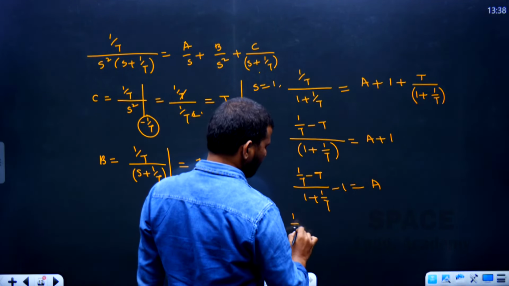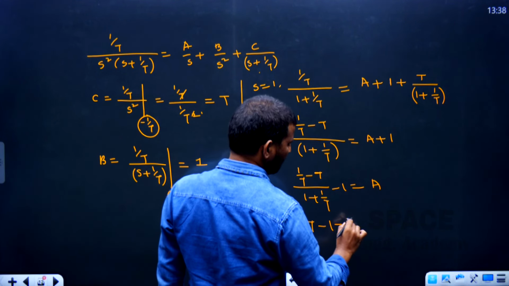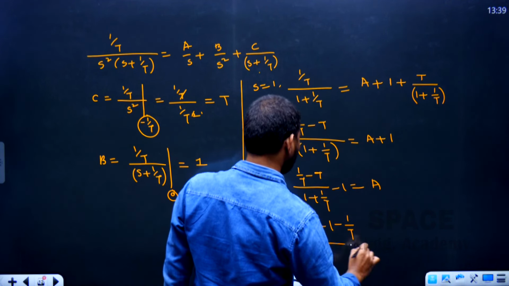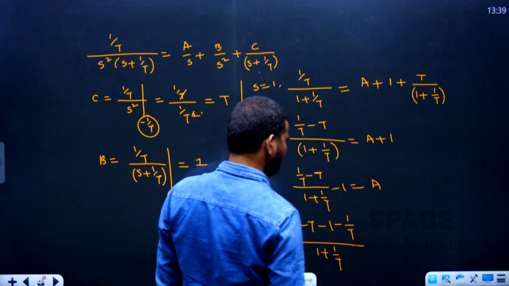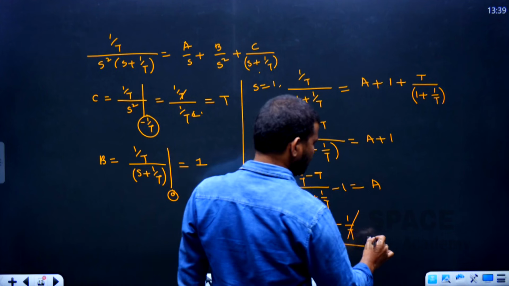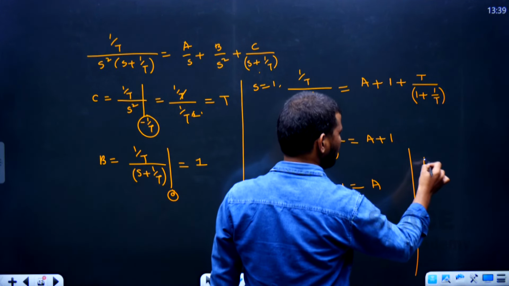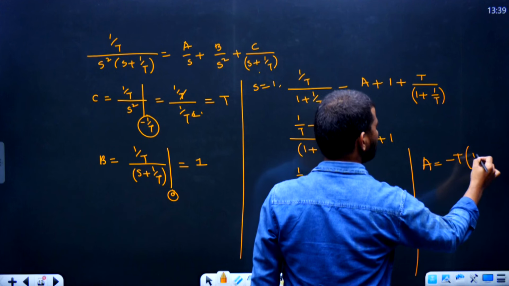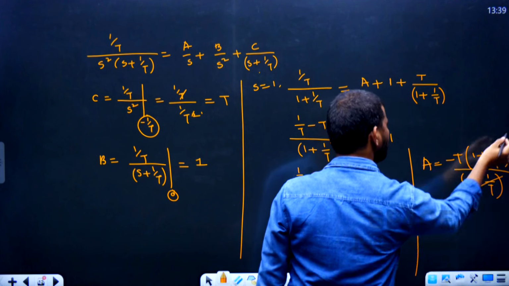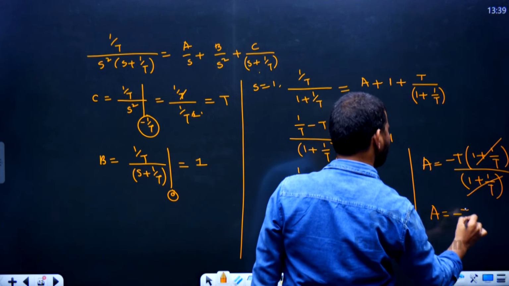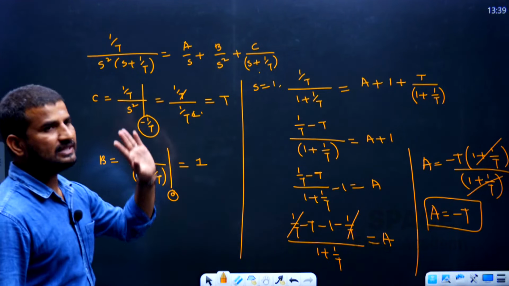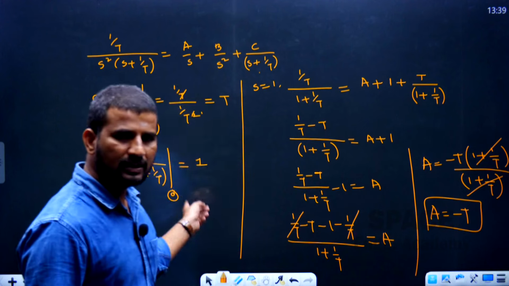Simplified, then, 1 by T minus 1 minus minus 1 by T divided by 1 plus 1 by T. So plus 1 by T minus 1 by T, taking common, in the numerator we take minus T common, giving 1 plus 1 by T. The denominator has 1 plus 1 by T, the two cancel, so the A value is minus T. A value is minus T, B value is 1, C value is plus T.